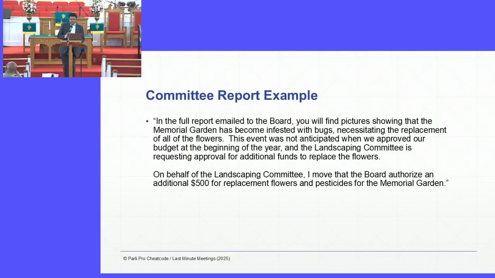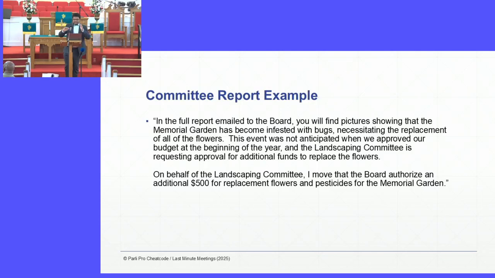In the example we have here, I could say, well, in the full report that was emailed to the board, you'll see pictures that the memorial garden has become infested with bugs, and we have to replace all of our flowers now. This event was not anticipated when we did our budget planning at the beginning of the year, and so we are requesting approval for additional funds to replace the pesticides, and so, to replace the flowers. On behalf of the landscaping committee, I move that the board authorize an additional $500 for replacement flowers and pesticides for our memorial garden, right?